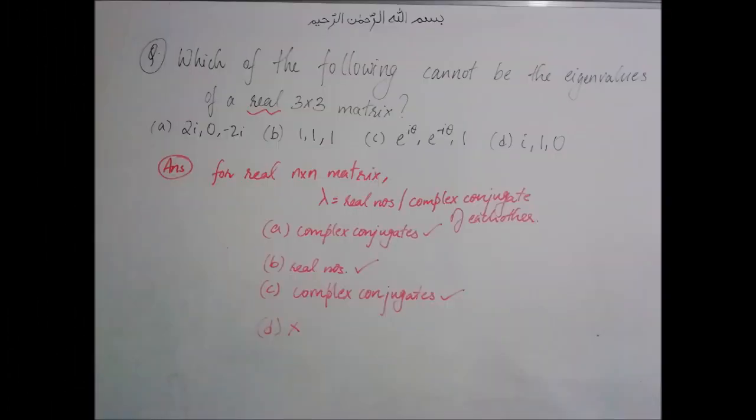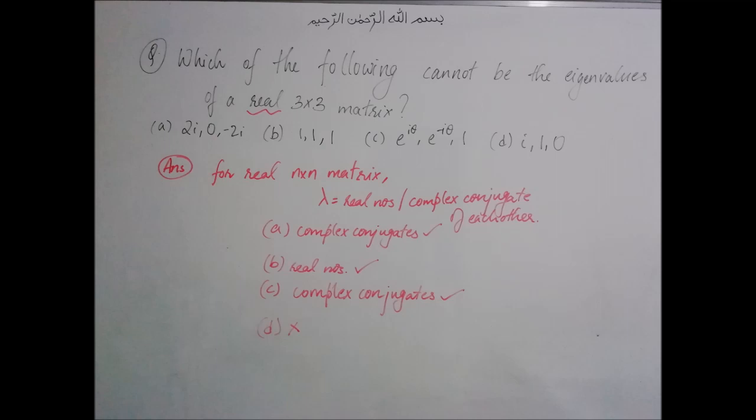In the first problem, we need to find the eigenvalues of the real 3 by 3 matrix. We know for a real n by n matrix, the eigenvalues are either real numbers or complex conjugates of each other. So in option A, we can see we are having 2i, 0, minus 2i. We are having a real number and we are having complex conjugates of each other. So this can be the eigenvalue.